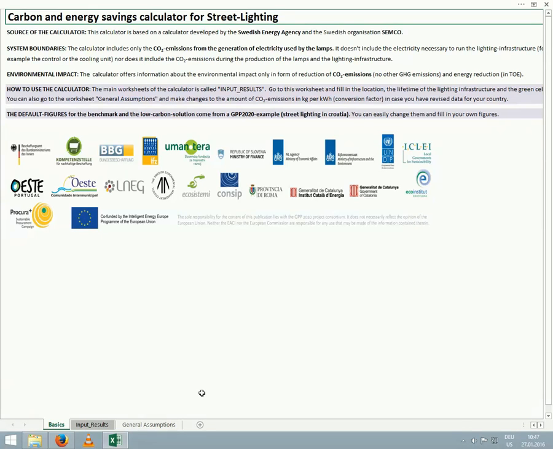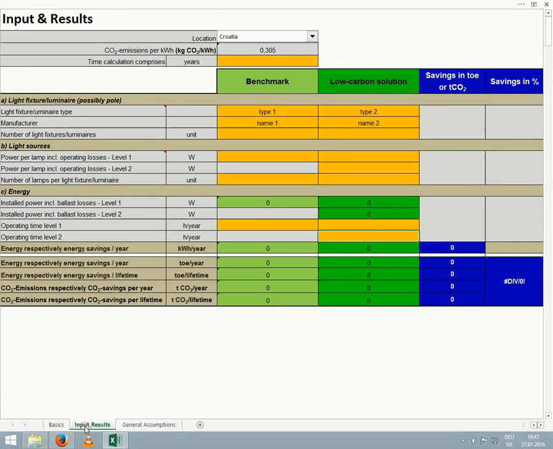Now let's begin the tutorial in which we will use the calculator to show us the energy and greenhouse gas emissions savings of using low carbon versus standard street lighting. On this worksheet, we will enter information for a benchmark, whether our current system in use or a tender for a less energy efficient option, and also for the low carbon solution we may be considering or measuring.